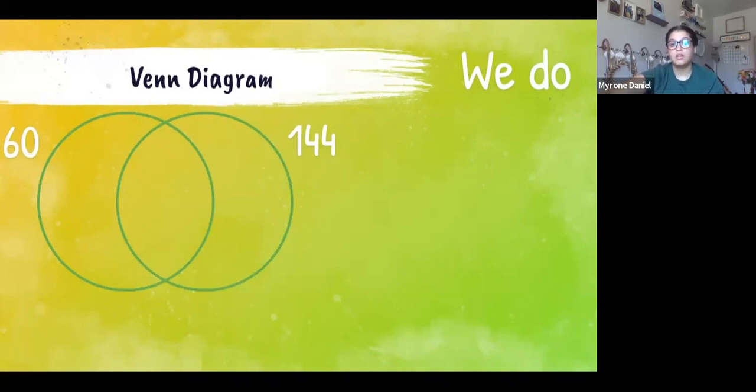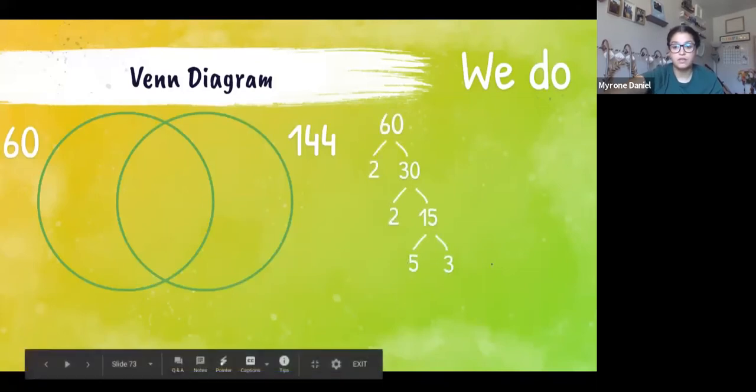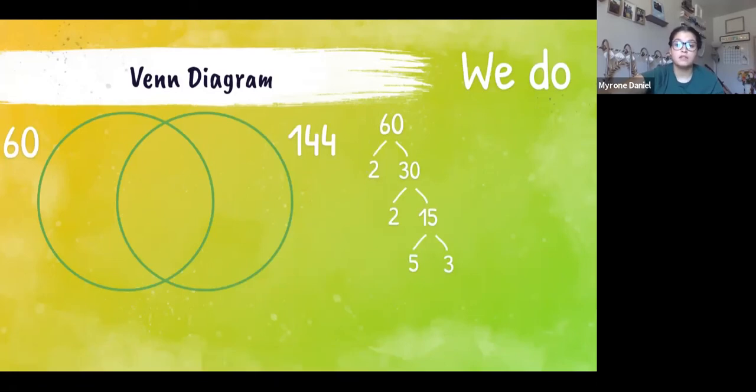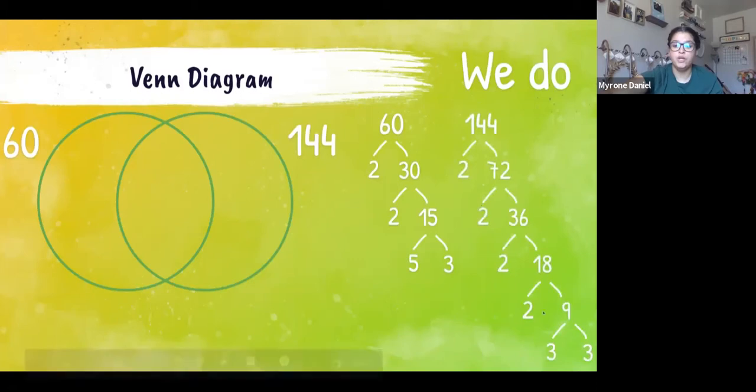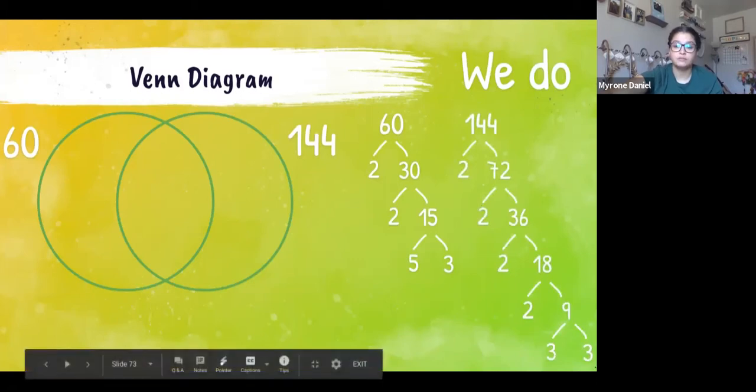Okay, now that you're back and you've already done your factor tree, now we're going to find the factors of 60 and 144. So these are my factors of 60: 2, 2, 5, and 3. Those are going to be my factors of 60. And then my factors of 144 are going to be 2, 2, 2, 2, 3, and 3.